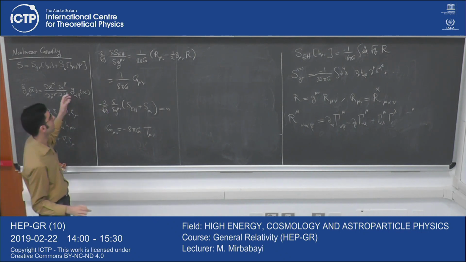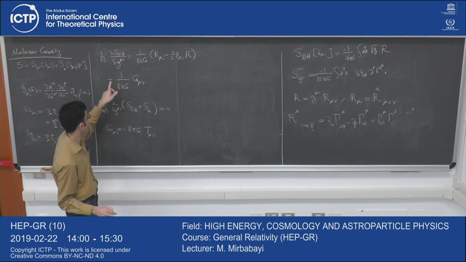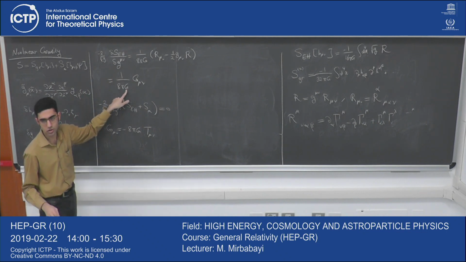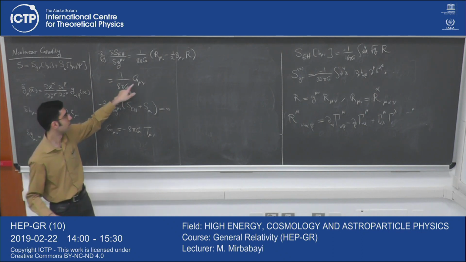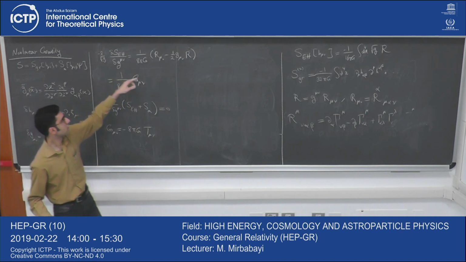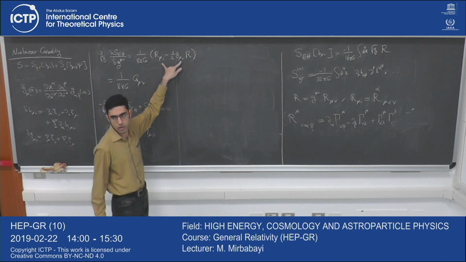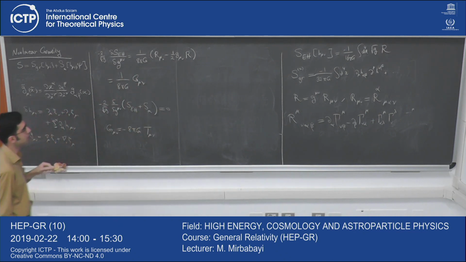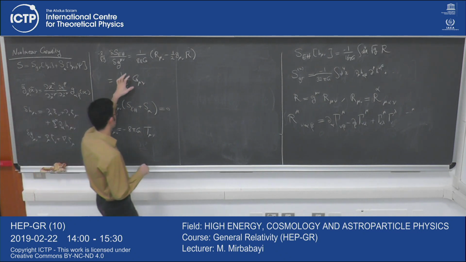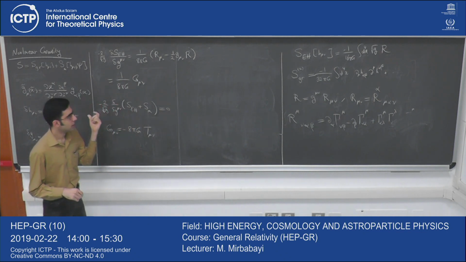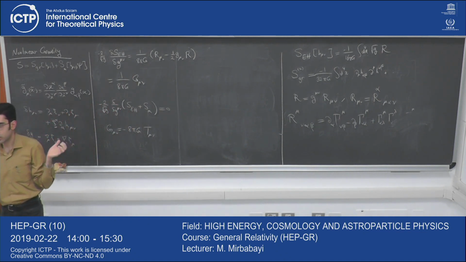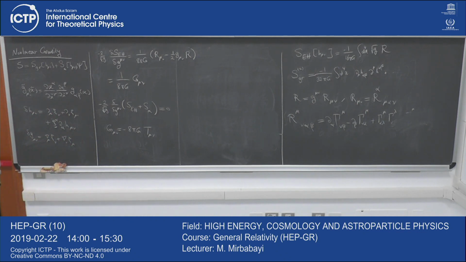Let me just comment again, because this notation might be confusing. This g in g Newton is just a constant. But this G is this particular combination of the Ricci tensor and Ricci scalar. Now again, we have to ask the question about the consistency of this equation that we derive, or its agreement with the linearized theory that we have.